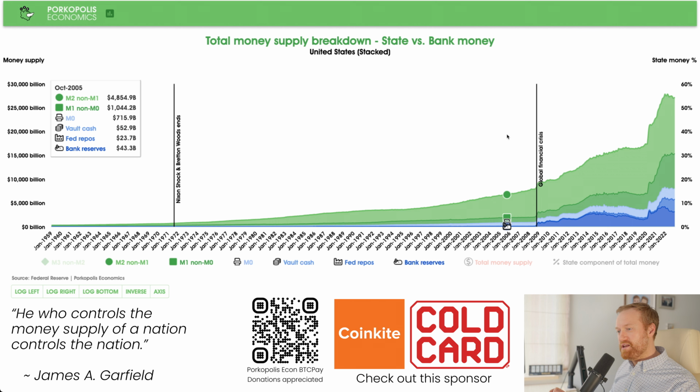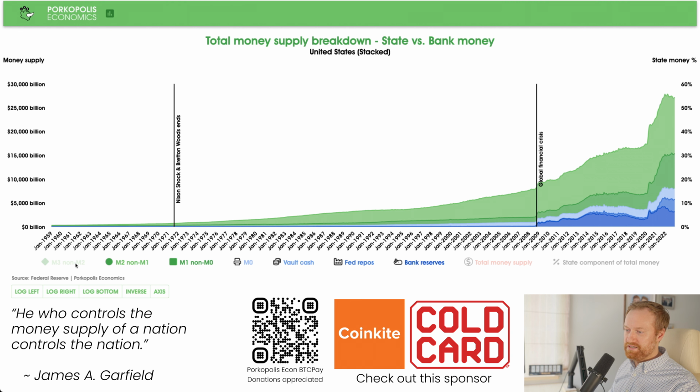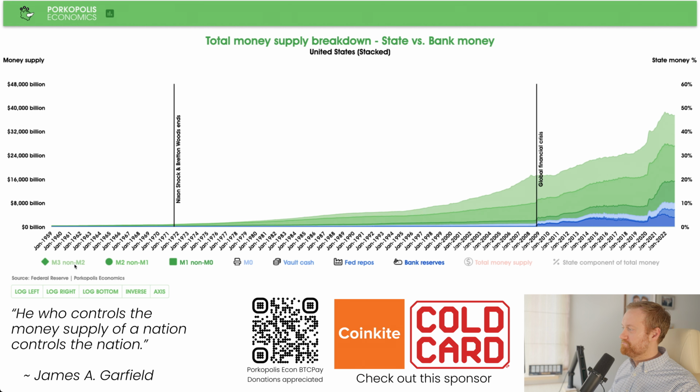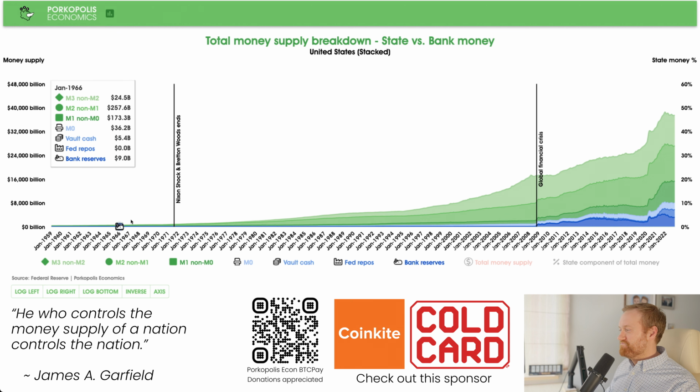This is non-M2, M3. What is that? That is institutional, less regulated type monetary accounts and monetary instruments. Here is M3, the non-M2 portion. And there you go. That's it. That is the total money supply of the United States.